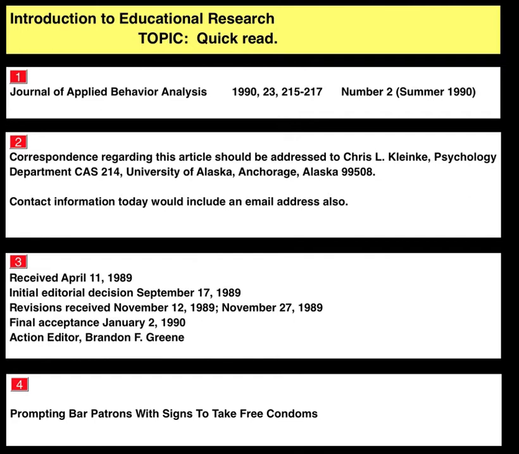Now next, take a look at the very bottom left of page 1. On your screen, look at the red box number 2. This is the correspondence information regarding the article, and if you wanted to address the head researcher, you would address Chris L. Kleinke in the Psychology Department, CAS 214, University of Alaska, Anchorage, Alaska. And this article was written in 1990. If it were written today, in that contact information also would be the email address, I'm sure.